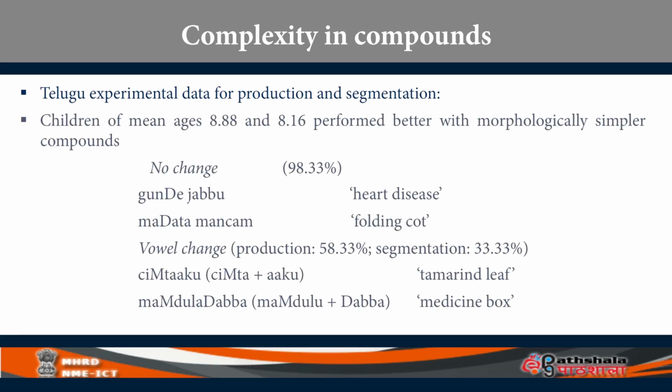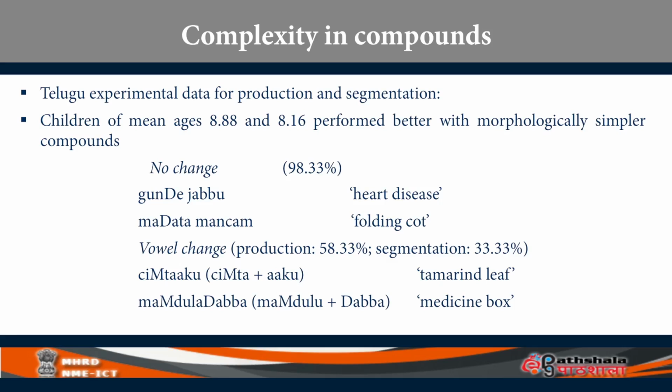When two words are brought together to form a compound, like Gunde Jabbu or Madata Mansam, and there is no change when this compound is constructed, children are able to segment these structures fairly accurately. They are also able to produce these structures fairly well.